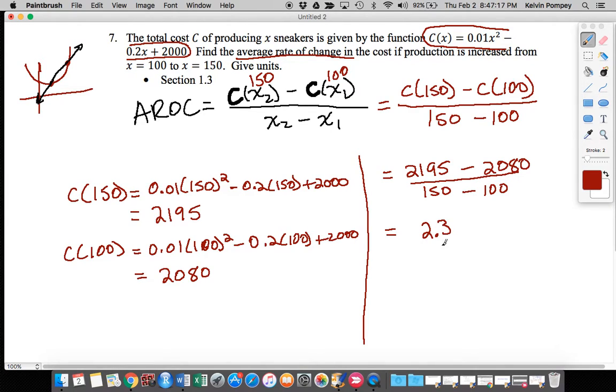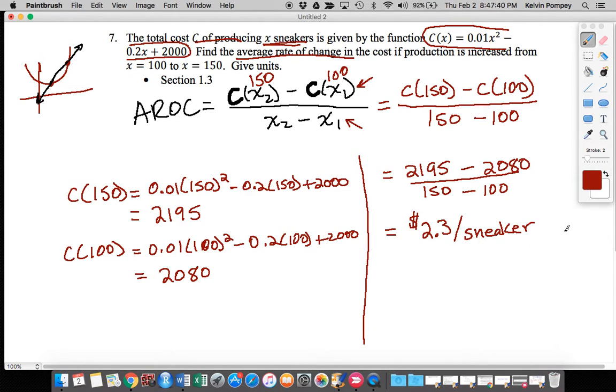And then my units is going to be my C, which is the total cost of producing, which is going to be dollars. I'm going to assume it's dollars here. And then my x is my denominator here, right? And it's x sneakers, so it's going to be per sneaker.